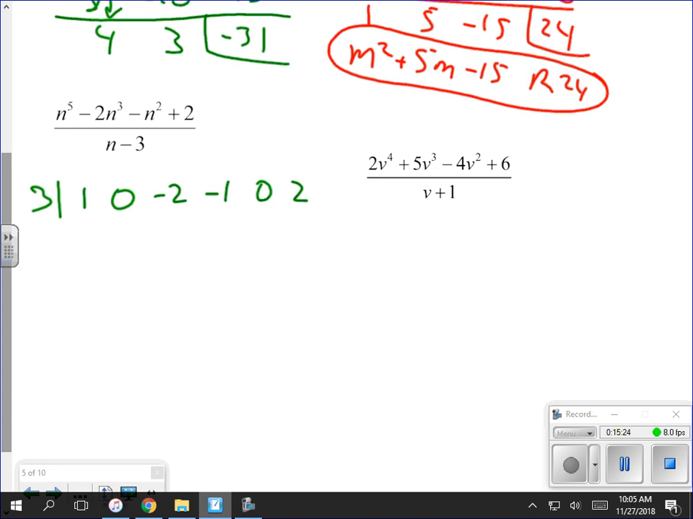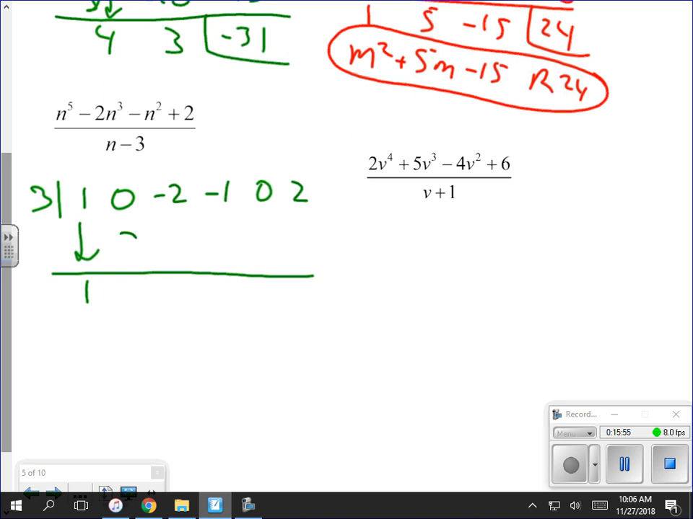Every power has to be accounted for. Basically, you're going to have one more number here than you have for your highest power. If you don't have one more number than your highest power, you messed up. My highest power is 5, so I better have 6 numbers down here. And zeros are okay. Bring the first one down. Multiply, add, multiply, add, multiply, add, multiply, add, multiply, add until you can't do it anymore.